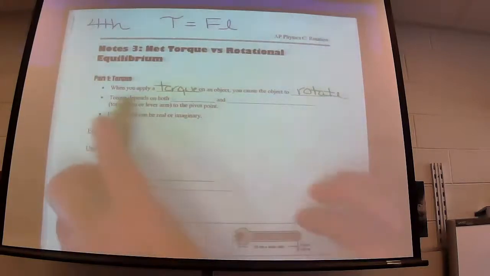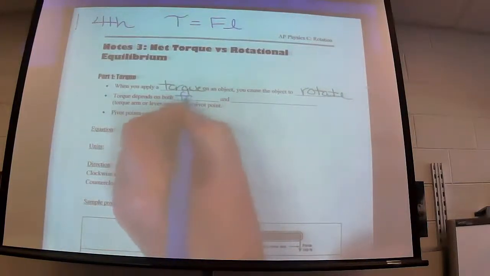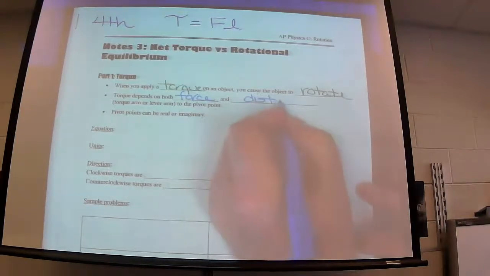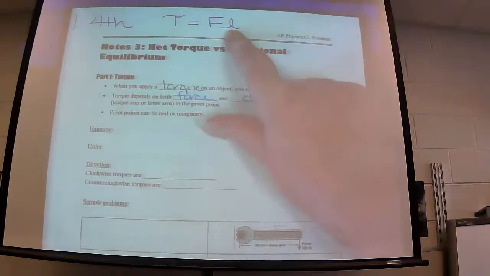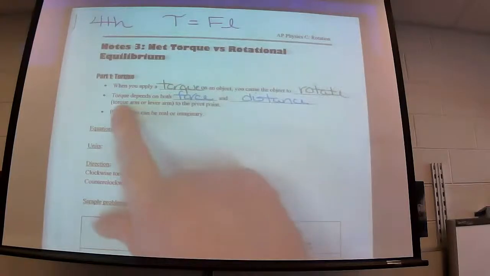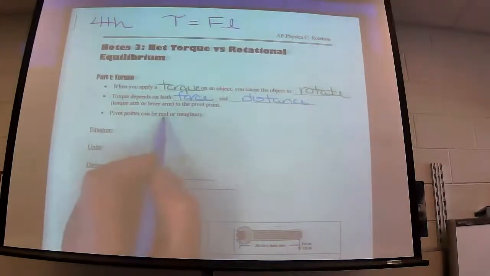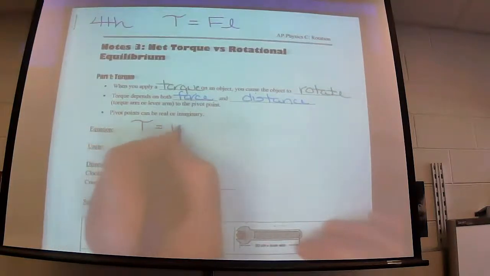But a torque is made up of a force. So torque depends on both the force and the distance to the pivot point. So that L is a distance. I kind of wish it was a D. But this L has a physics vocab term. That L is called the torque arm or the lever arm. But it's really the distance to the pivot point. All right, pivot points can be real or imaginary. So we're going to start today by looking at real pivot points, and then we'll do a couple of examples of imaginary pivot points. So we already said our equation is going to be tau equals F times L.